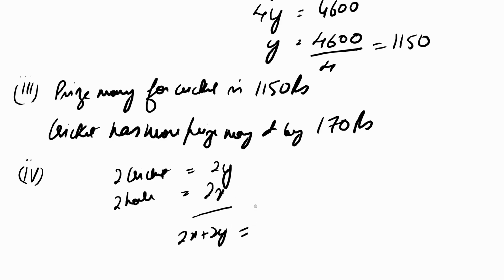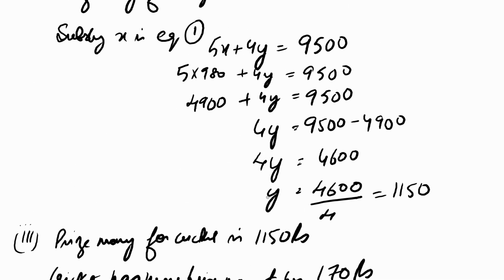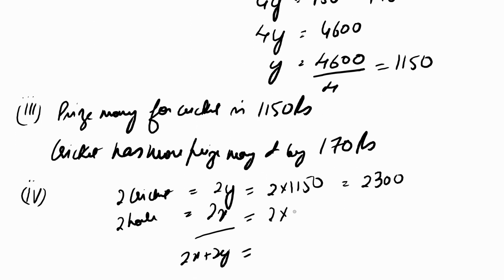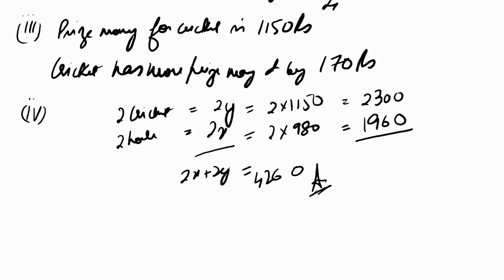What will be for 2 cricket? 2 cricket will be 2 into 1150, that will be equal to 2300 rupees, and for hockey it will be 980, yes, 980. 2 into 980 will be 1960. And if we add both of them, what will we get? We'll get 4260. So this will be the last part of the answer. Okay, I hope you understood it.